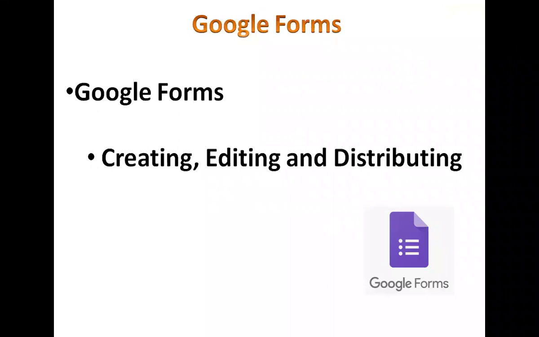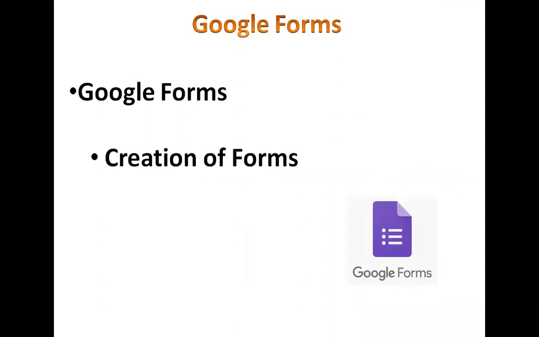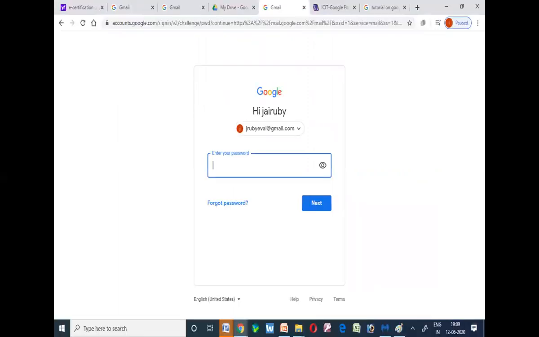First, if you take a Google Form, there you have 3 steps: creation, editing, and distributing. That is publishing. So the first step we have seen is creation of forms. We are just going to create a form now. Whenever we talk about creation of a form, we should always make sure that you have a Gmail ID. You should always have a Gmail ID in order to create a Google form.